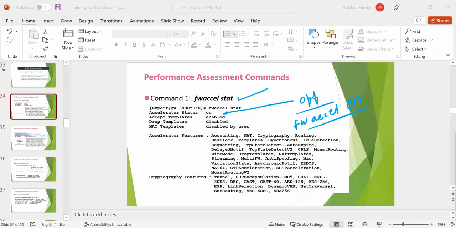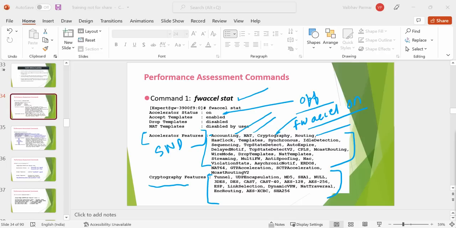Once you turn it on, you will see what things get accelerated. Accounting is accelerated, NAT is accelerated, cryptographic functions are accelerated, routing is accelerated, whatever is mentioned there, you will see from your command line. Accelerated here means the SND helps to deliver the work related to all these things, performing more features and more capabilities. When I talk about cryptography, they also mention what gets accelerated with the cryptography features. It's just a simple thing.